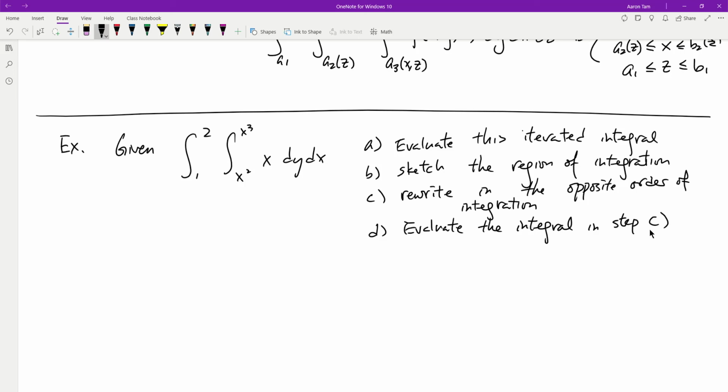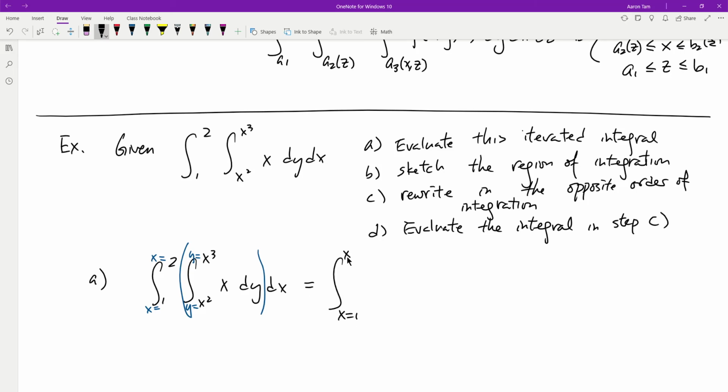All right. So let's go ahead and do this integral. It shouldn't be too hard to do. So I'm going to do A first. I'm going to evaluate this integral. So remember what I always like to do, or always ask you to do. So that just helped me visually make sure I don't mess up the substitution. So that will be integral from x from 1 to 2. Integral of x dy is actually xy. Evaluate from y from x squared to x to the third dx.